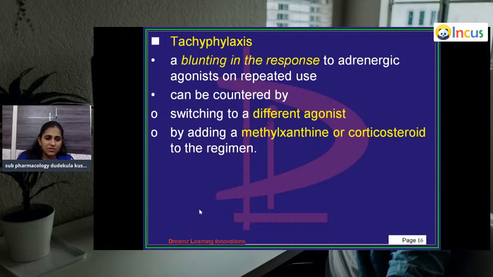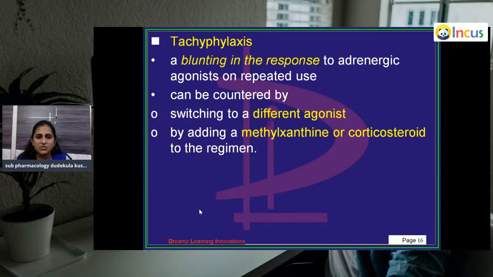Now, tachyphylaxis. What is tachyphylaxis? In order to obtain the required response, if you continuously use the same 100 mg for 1 hour, 2 hours, 3 hours, then the same response is not obtained. It gets decreased. Asthma generally presents in very small children, 4 to 5 or 6 years old.